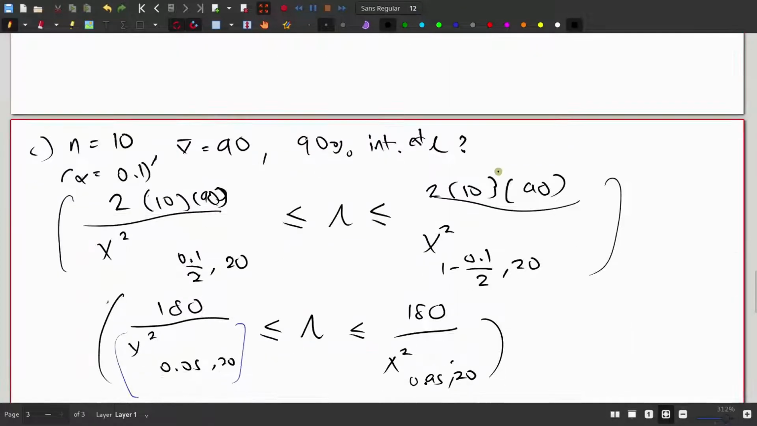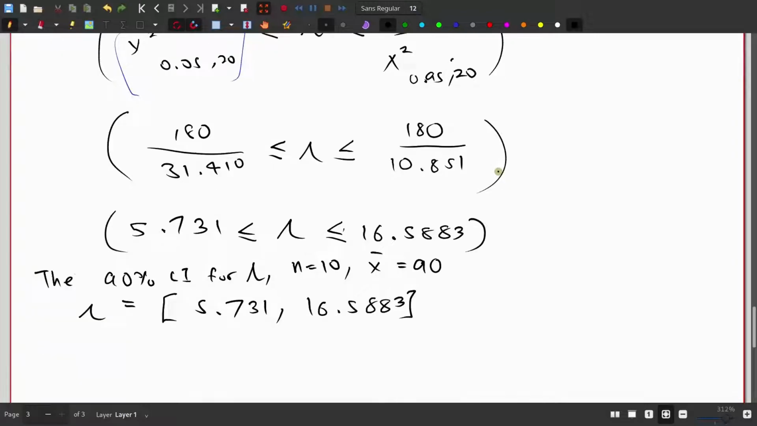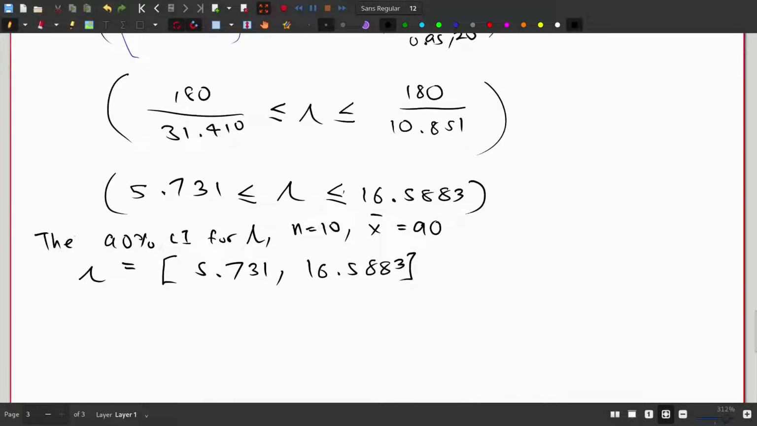And now we move on to question C, which is essentially a plug-in-the-values question. What we do is plug the values into the confidence interval you just found. Once you are done, you would end up with the interpretation that the 90% confidence interval for lambda, where n is equal to 10 and x bar is equal to 90, is 5.731 and 16.5883.